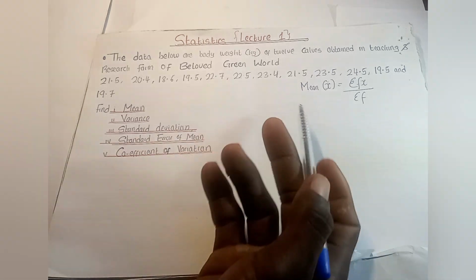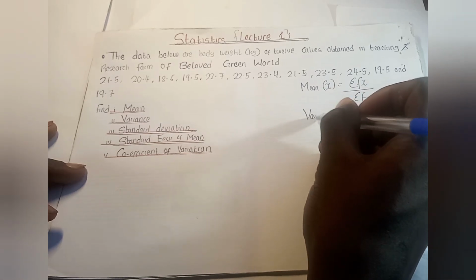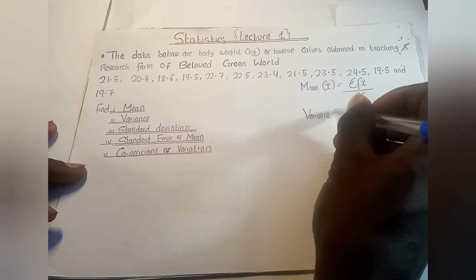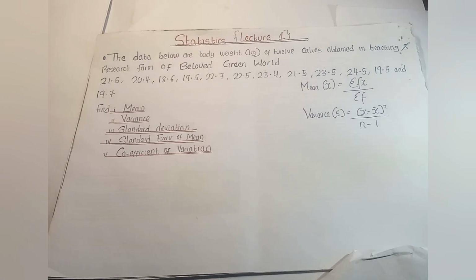The formula for mean is summation fx over summation f. We want to find the formula for variance. Variance is represented with s squared. s squared equals summation of x minus mean, squared, over n minus 1. That's the formula for variance. And the formula for standard deviation, which is s, is equal to the square root of variance.